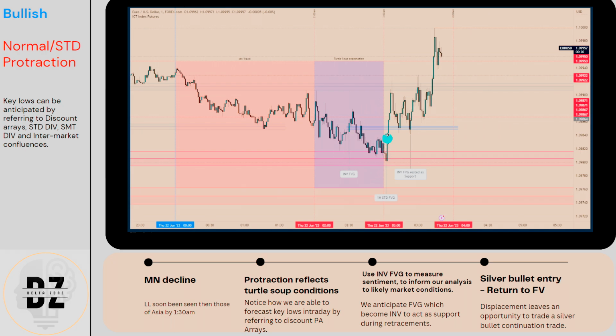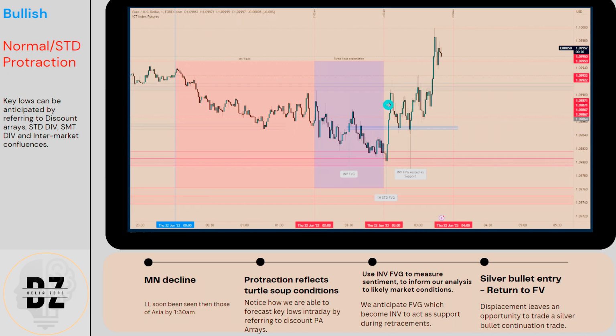So what makes this initial expansion a legitimate reversal? Well, there's a number of criteria. The first of them generally requires some form of SMT divergence to be posted between the euro and dollar. This should happen inside of a discount array, inverted fair value gap, standard fair value gap, or order block.